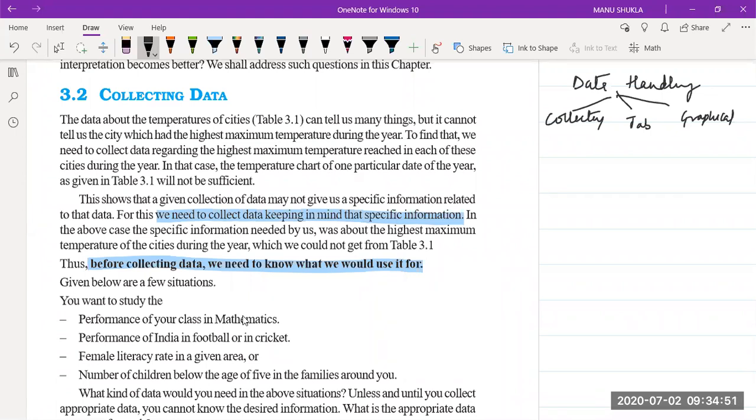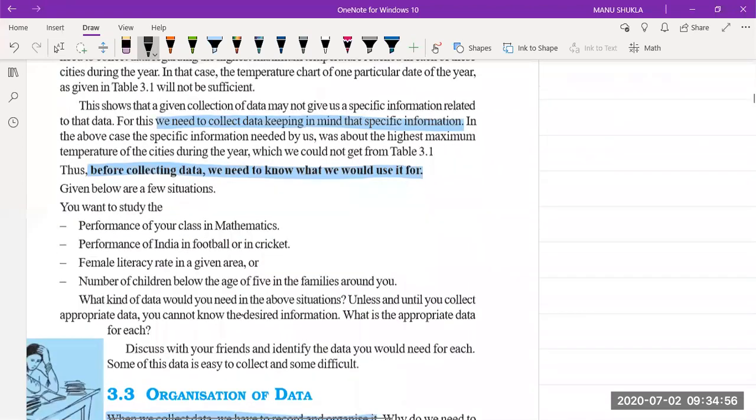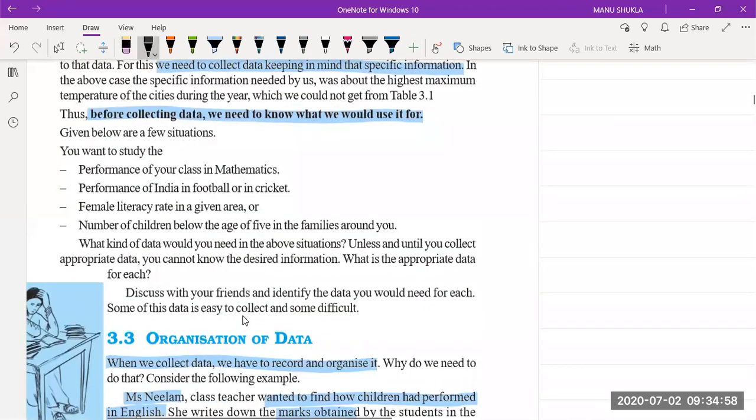So let's see. Before collecting data, we need to know what we would use it for. Very good, Mokshita. Now let's see. Suppose you want to study the performance of your class in mathematics. Suppose I gave you a work that you have to check the performance of your class in mathematics. So which data will you collect? Please tell, if I say you have to check the performance of your class in mathematics, which data will you collect? Will you collect marks in English?